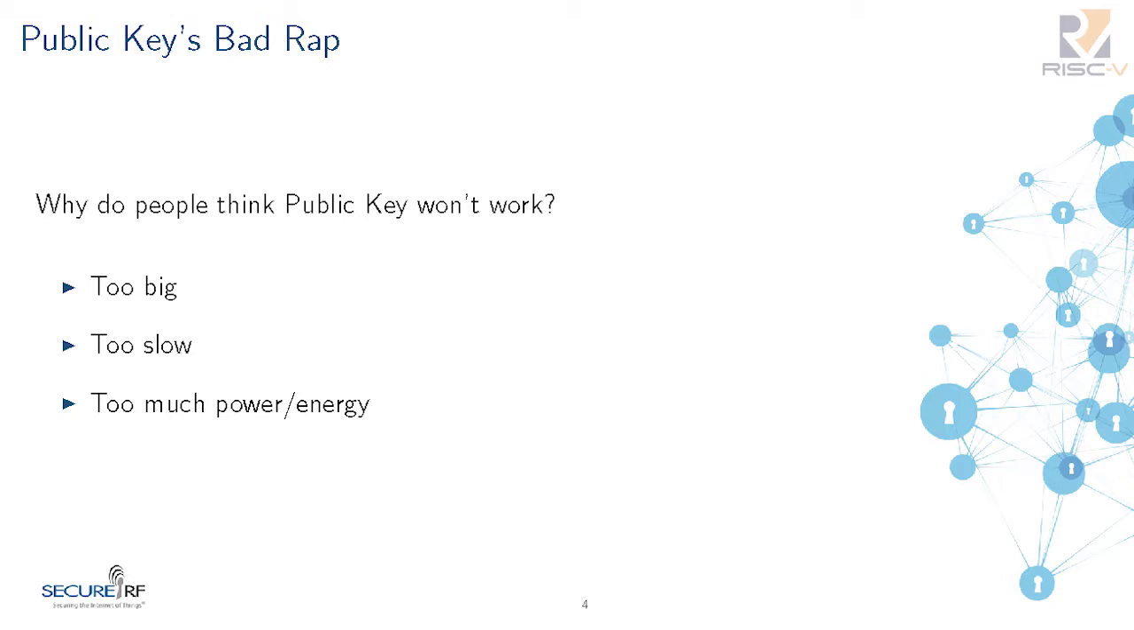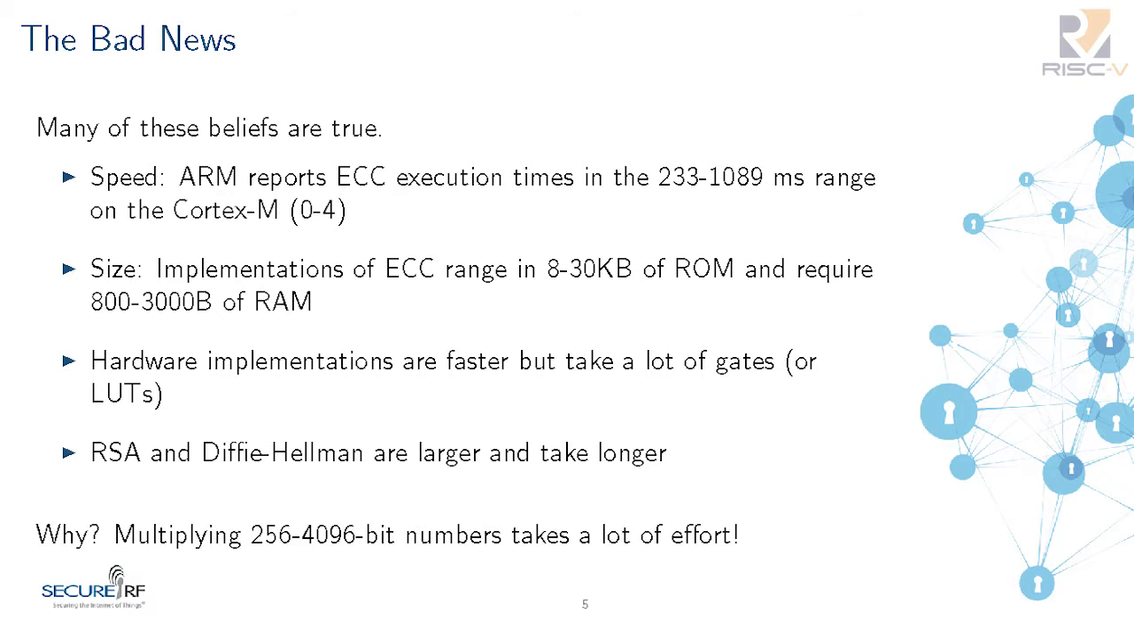One of them is too big. The code for public key technologies, when it has to do a lot of things, just doesn't fit because the code's too big. Sometimes if you can get it to fit, it's just too slow. It doesn't meet your performance requirements. Or if you can fit and it meets your performance requirements, it just takes too much energy, in particular if you're a battery-powered device, and just takes your battery life to 0. So I'm afraid to say that the bad news is a lot of those beliefs are actually true.